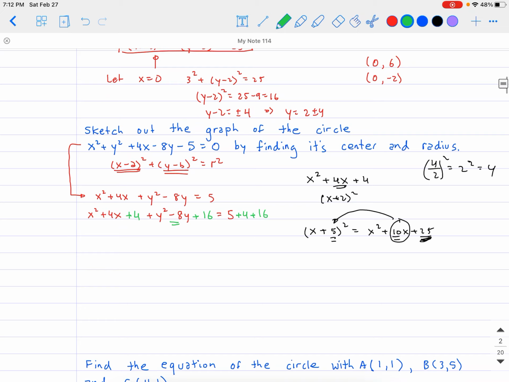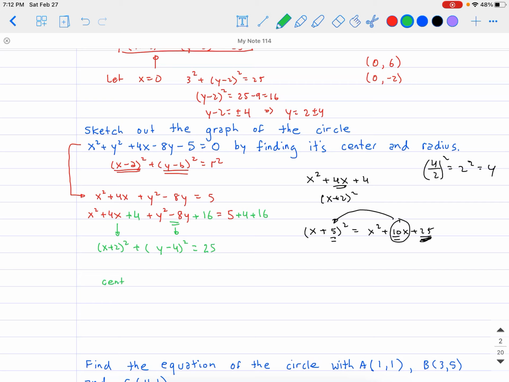Okay. So now we can get the complete square of each one of these. This one right here becomes x plus 2 quantity squared, whereas this one right here becomes y minus 4 quantity squared. And that's all equal to 5 plus 4 plus 16, which is equal to 25.